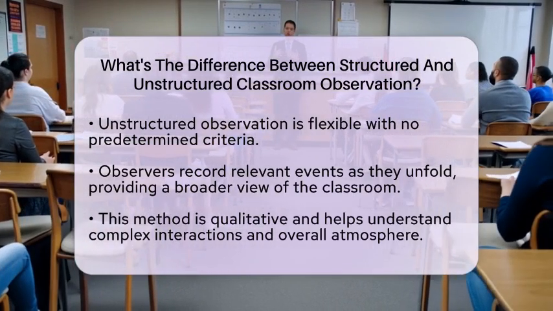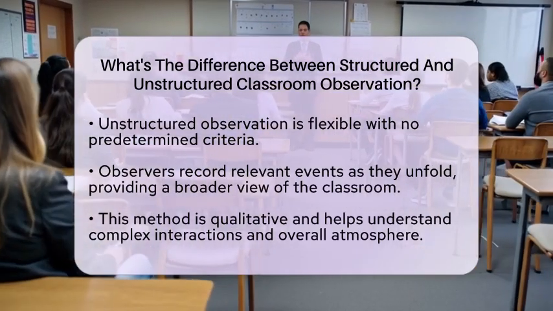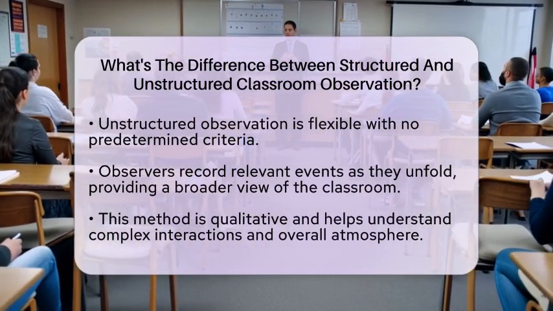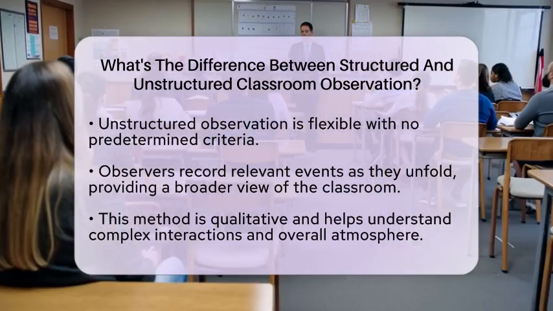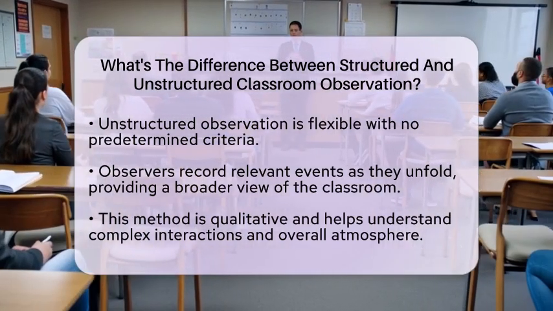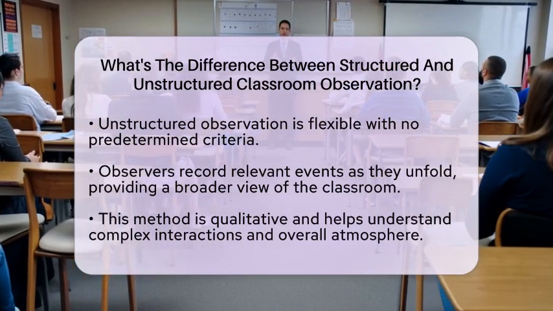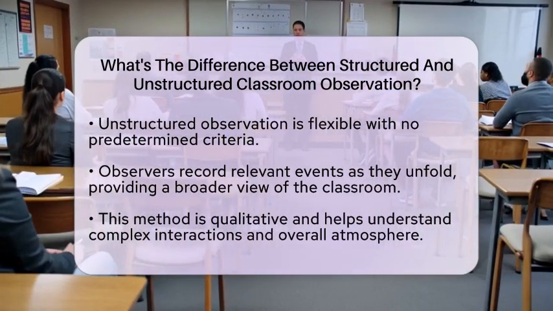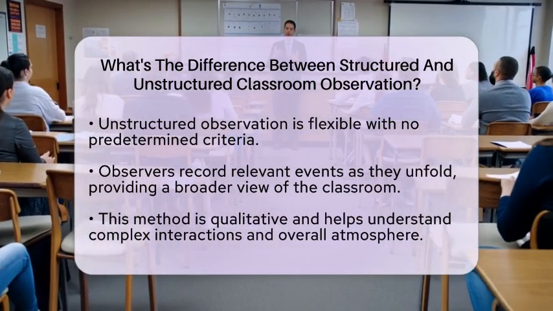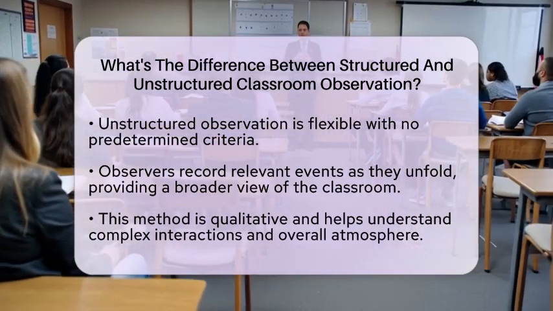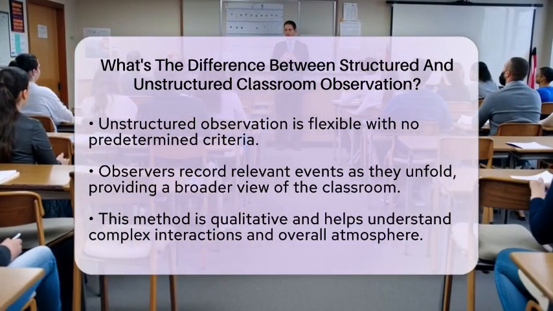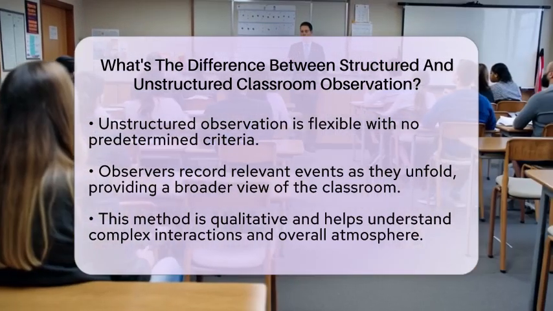Observers need to be attentive and interpretive, often taking detailed notes rather than ticking boxes. For example, a teacher observing a classroom might note how students interact with each other and the teacher, how the lesson flows, and any notable moments. This method can reveal rich, detailed information but may be harder to analyze systematically.